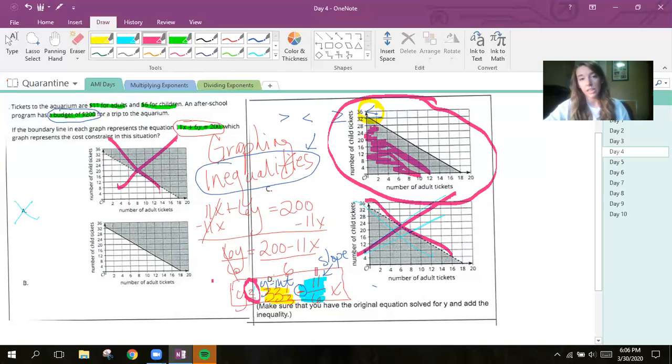Okay, so that's how you do it. You're just going to solve it for y, find the slope and y-intercept. You would have to go back to the original question to see what you're talking about. And since we were talking about a budget, then we knew it had to be less than or equal to 200. So that's where I got my inequality sign and knew that I had to shade it below my line.